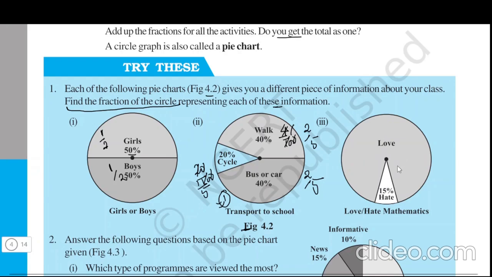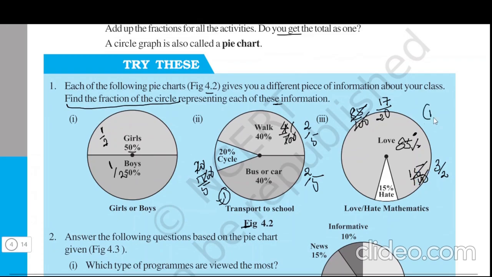Love, hate. So love is going to be 85% because hate is 15%. So 100 minus 15 is 85. So in terms of fraction, for love we get 85 by 100, that is 5 times 17 over 5 times 20. And for hate, 15 by 100, it is 5 times 3 over 5 times 20. So 17 by 20 plus 3 by 20 is 20 by 20, that is 1.